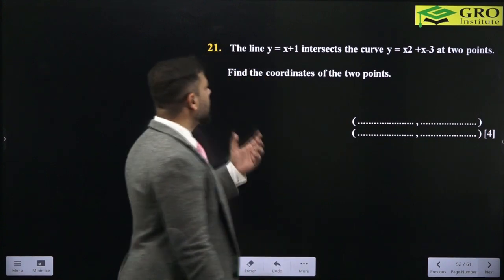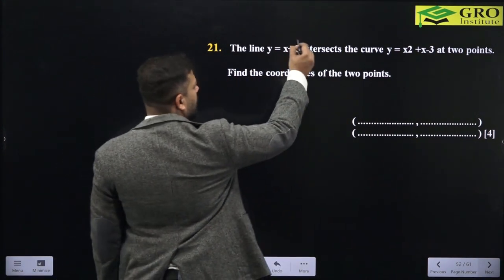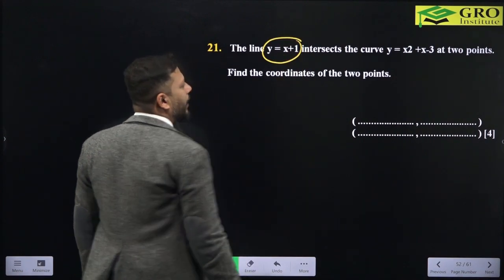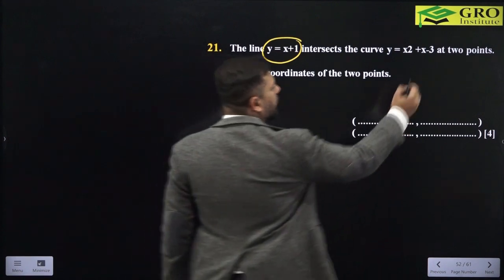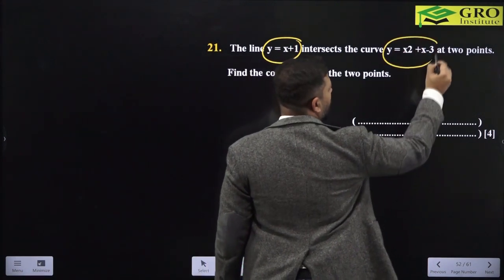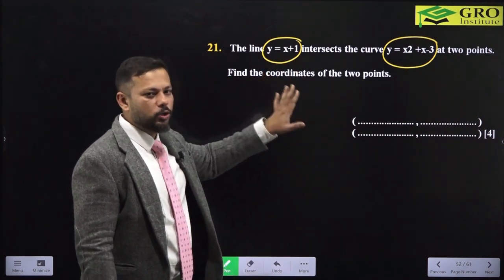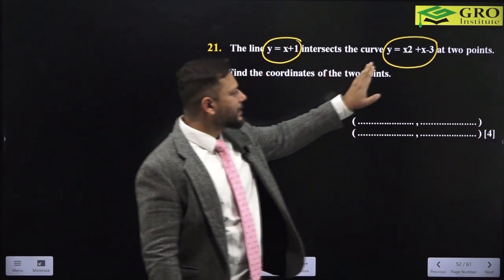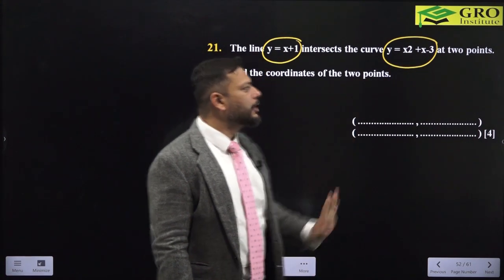So now the next question is about the line y equals x plus 1. This line y equals x plus 1 is intersecting a curve. The curve is y equals x square plus x minus 3. This line intersects the curve at 2 points.